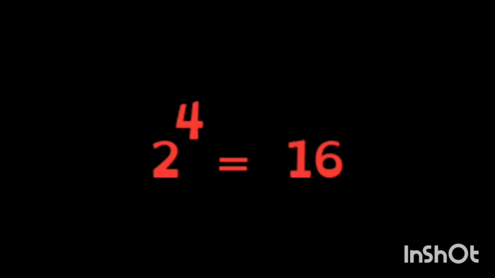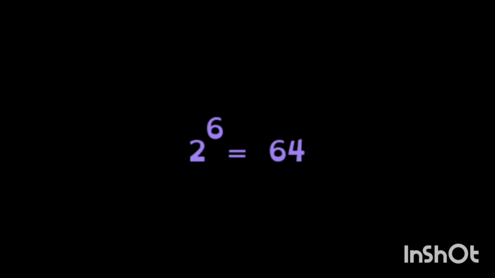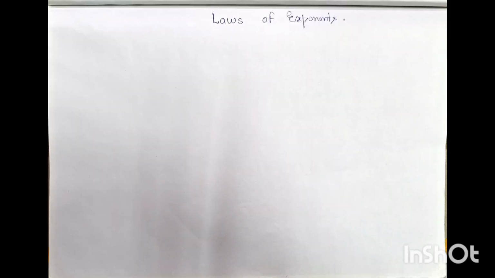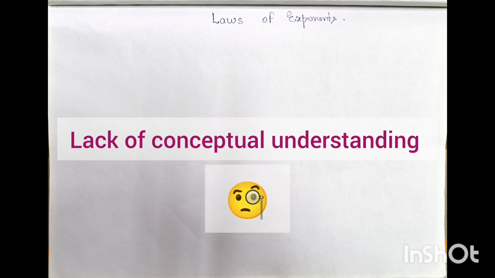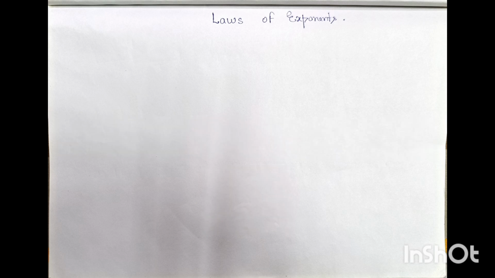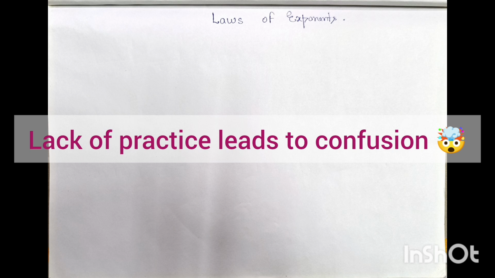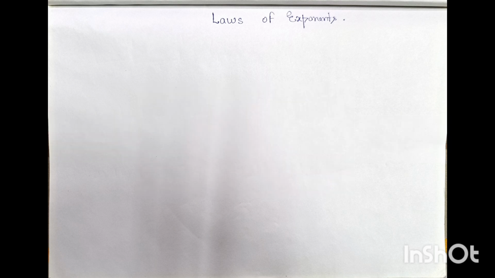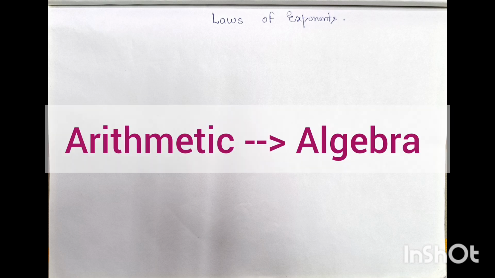Hello everyone. So today I have come up with one of the complex yet interesting topics, which is laws of exponents. These problems occur due to lack of conceptual understanding. They are having confusion with different types of exponents due to lack of practice, or they are simply memorizing the laws without applying them in the questions. And very important, they are incorrectly interpreting symbols and parentheses. It happens because they are simply moving from arithmetic to algebra.